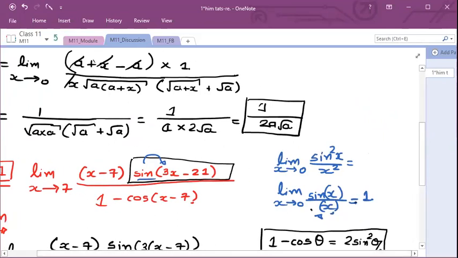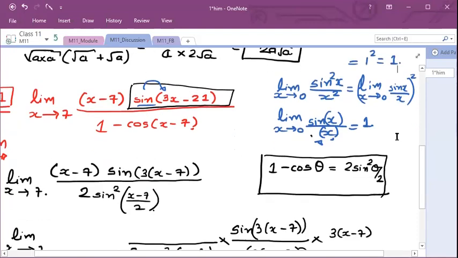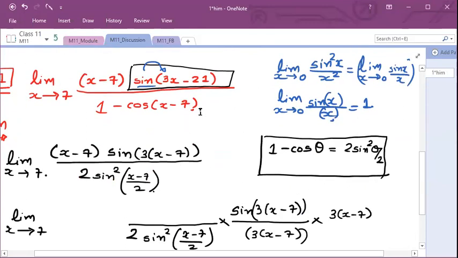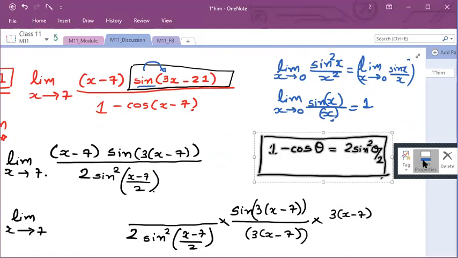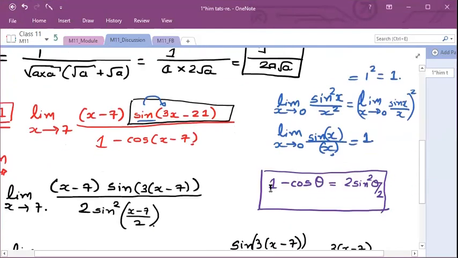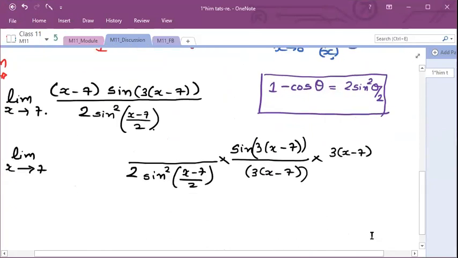When I take the square common from here, it can be written as limit x tends to 0, sine x by x whole square. So this will be 1 square, which is equal to 1. Are you getting my point? The same rule is applicable for cube as well. If it is sine cube, in the denominator it should be x cube. Is it clear? Please give me some response. So if it is sine square, it should be x square; if it is sine cube, it should be x cube.